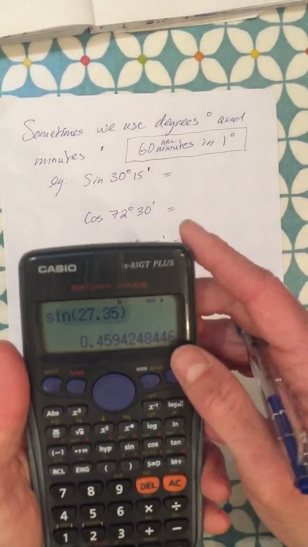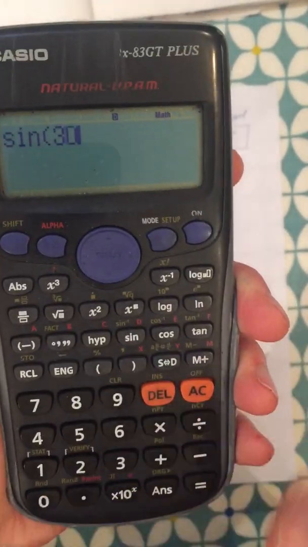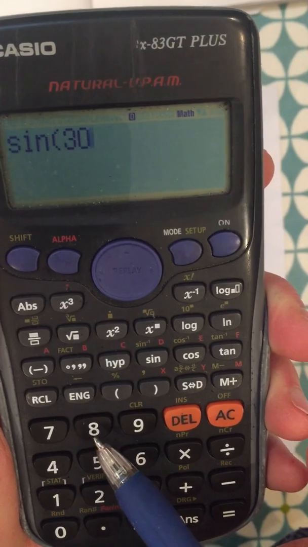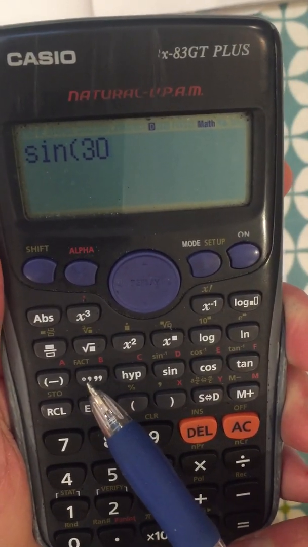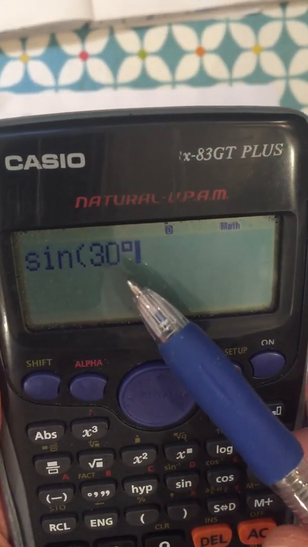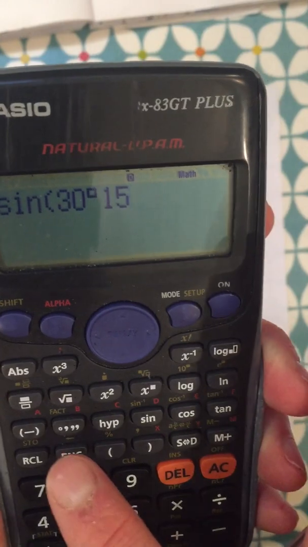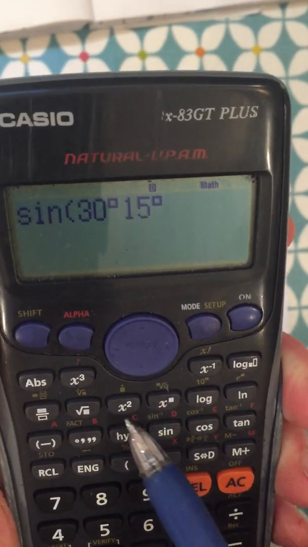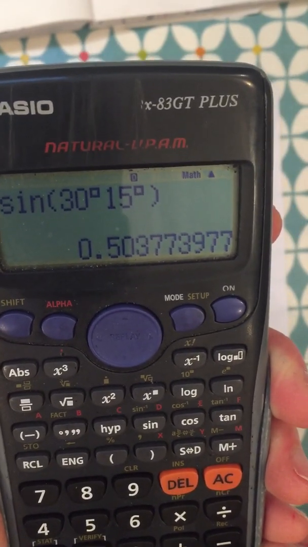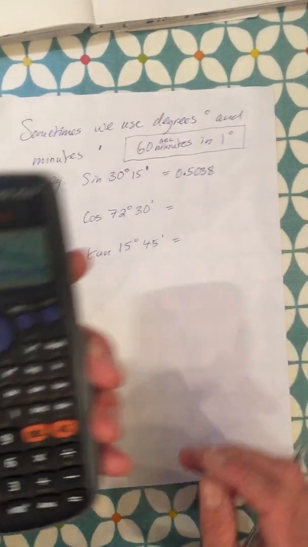Let me show you how you enter this into the calculator. The first thing to do is you press sine and you press 30 degrees. But what you do next is there's a little button here, if you go above ENG, and above that, can you see this button here? It's got like commas and things like that. If you press that, you'll notice that a degree symbol came up on my screen. And then we type in the number of minutes, which is 15, look, 15, and we press that button again, and another degree symbol comes up. Don't worry about that. Then close your bracket, and press equals. And up comes your answer, 0.5038, correct to 4 decimal places.